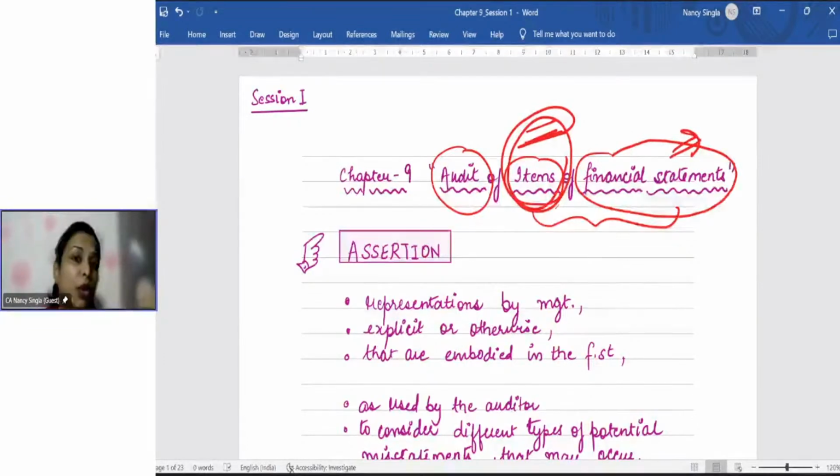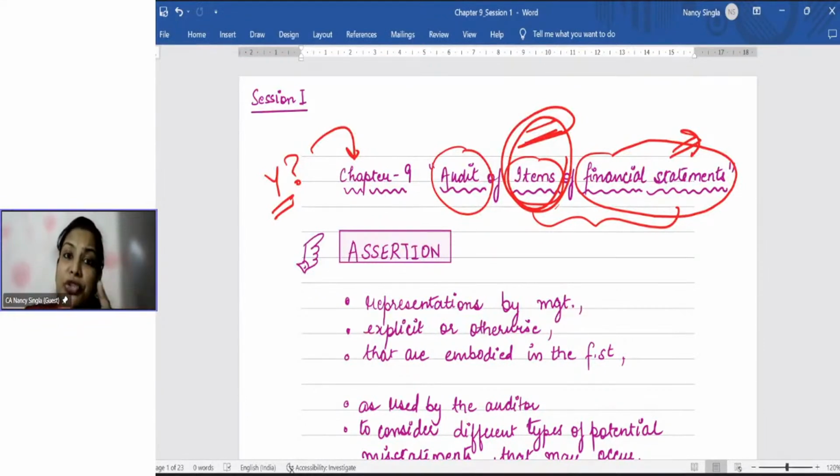So, what we have just discussed is why we are studying this chapter. Students, so far you have studied the standards relevant to your syllabus, of the 200 series, the 300 series, starting from planning and materiality, then the 500 series relating to audit evidence. Whatever knowledge you have gained so far, now you will see in this chapter how those Standards on Auditing will be applied with respect to various items appearing in the financial statement.